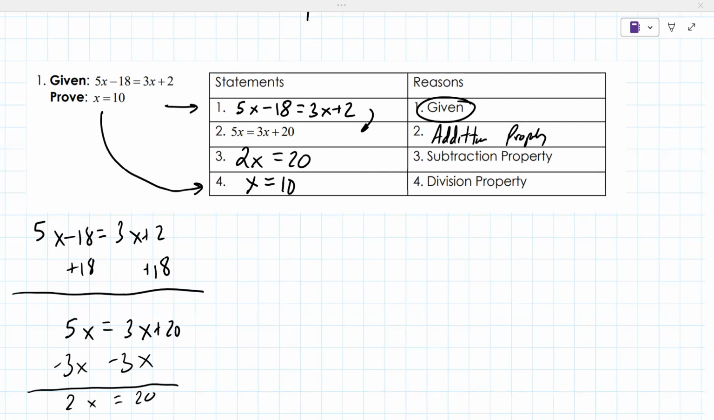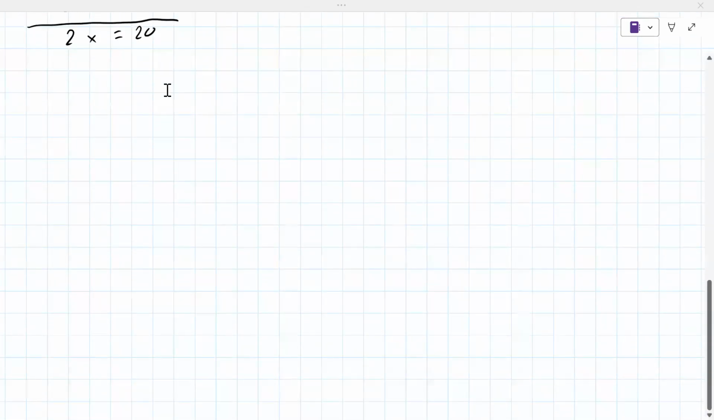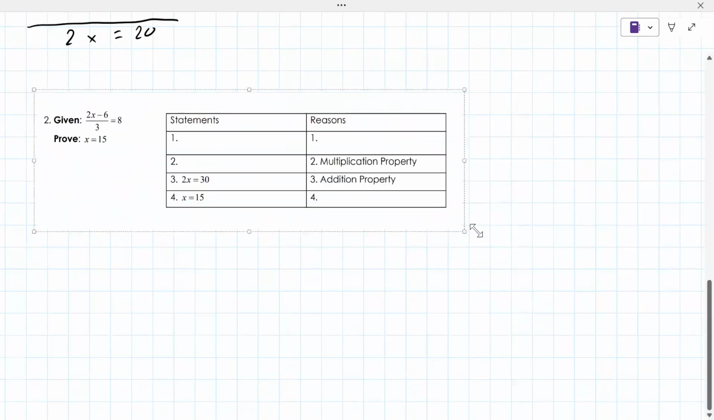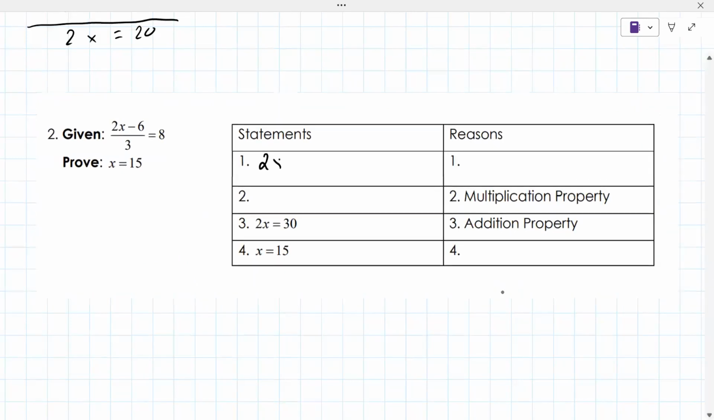All right. So let's look at another one here. Most students like these because they're familiar to them. They already know how to solve the equations. For the second example here, again, that given always, always, always goes in the first position. It's always the given, okay? No exceptions.